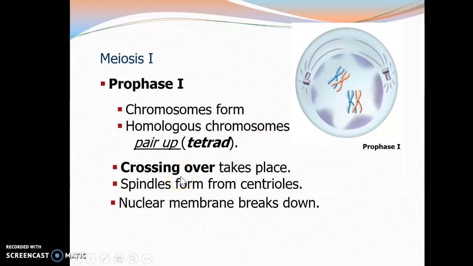So underline, highlight, remember, what's very important about prophase 1 of meiosis is that crossing over takes place. And also the spindle forms from the centrioles, and the nuclear membrane breaks down.